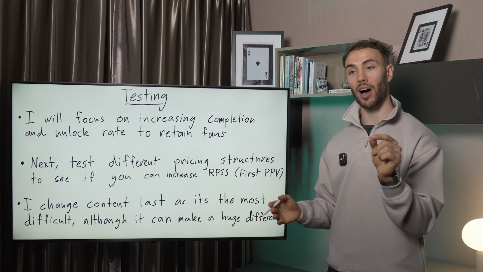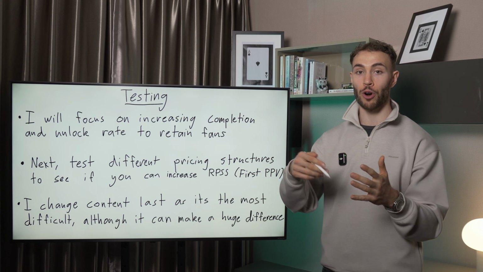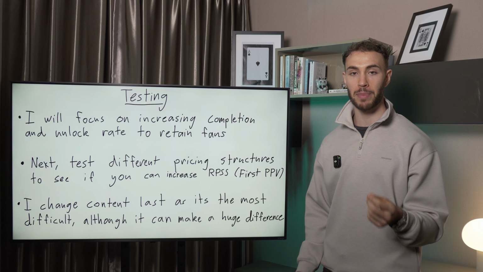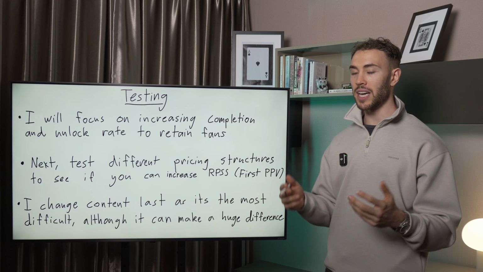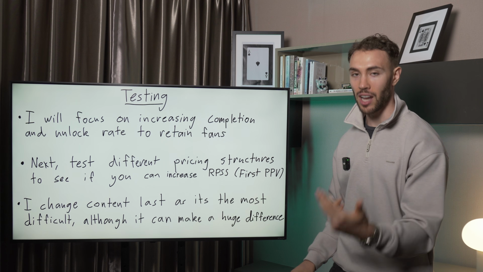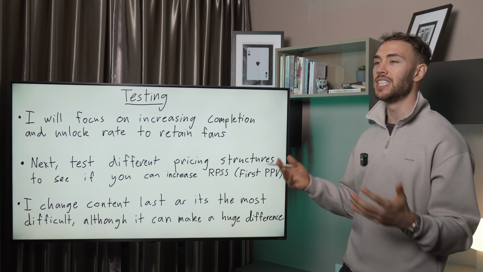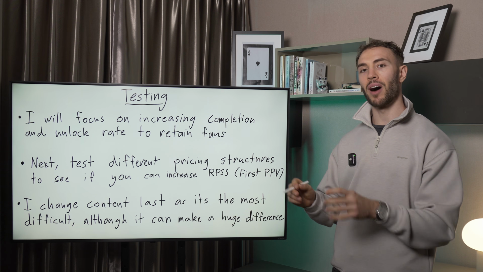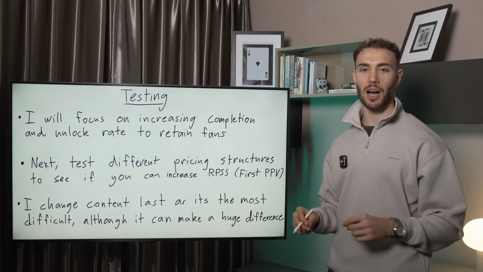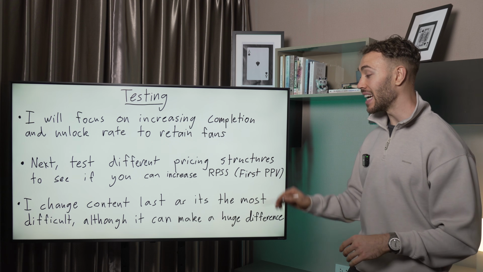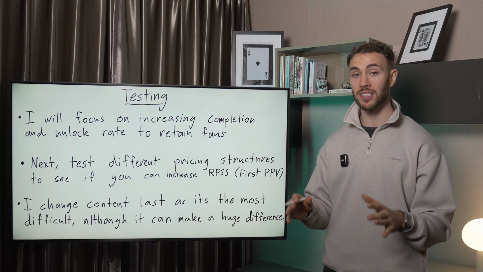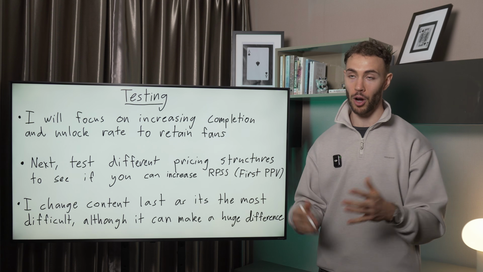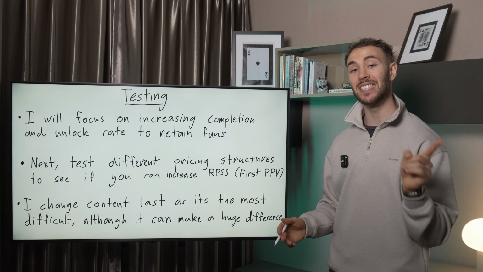But that only applies until you start getting fans dropping off because it's getting too expensive too quickly. Now, usually I'll change content last because it's the most difficult. You have to request more content from the creator, and I like to optimize everything else, and then we can start playing around with that. That being said, it can make a huge difference to how effective your sequence is, obviously, especially for that continuation rate.